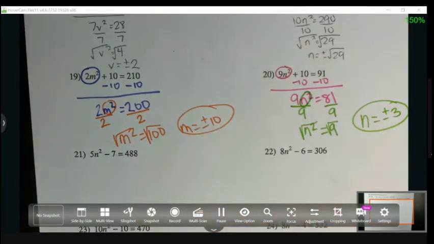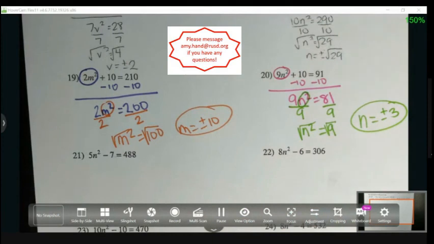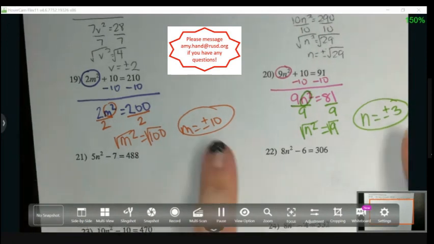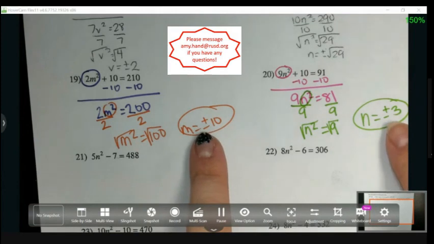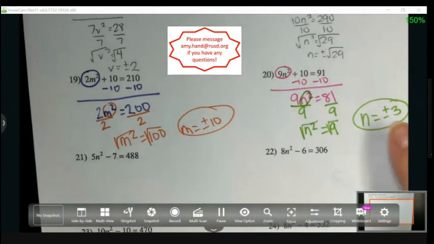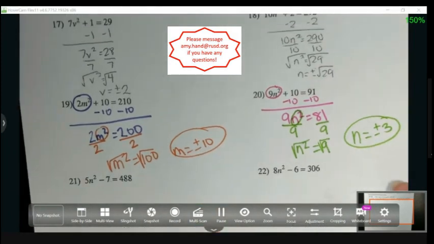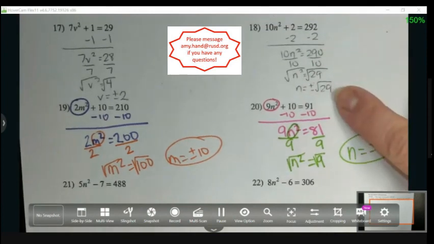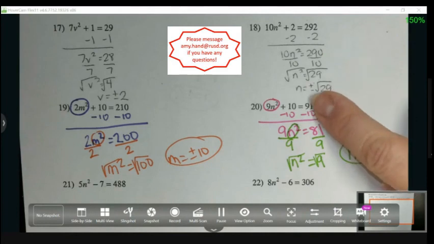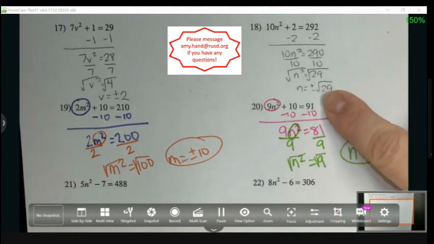And there we go. Now remember, if the square root is a perfect square, like these two examples that I did, then you're going to give us that number, that plus or minus whole number, okay? If, however, it's like this one above, number 18, 29. 29 is not a perfect square, so we leave it as plus or minus radical 29 or square root of 29.